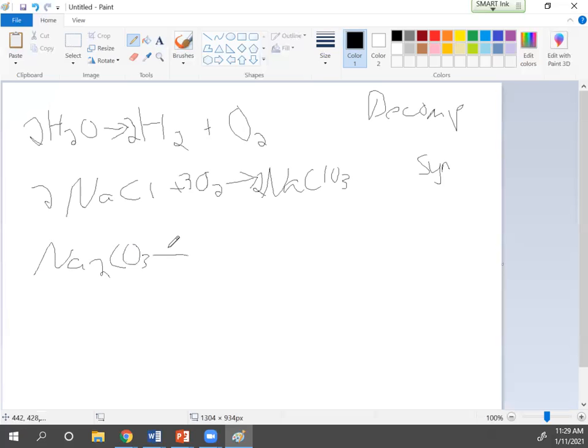Na2CO3. Synthesis or decomp? Decomp, why? There's only one reactant. So this is a decomposition reaction. I can tell you a rule of thumb. 95% of the time, or I'll tell you 100% of the time, when you have CO3, think CO2. So it's going to make CO2.